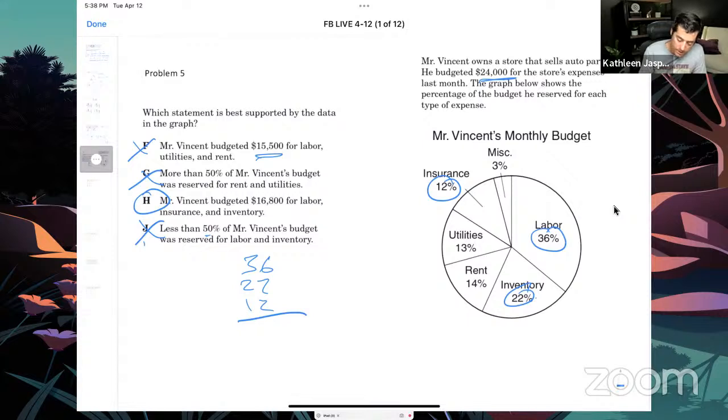Labor, insurance 12, and inventory 22. 36 plus 22 plus 12, that's 70. So 0.7 times 24 is 16,800, which is what we needed to find out in the first place. And therefore we've got it correct. Okay. All right.